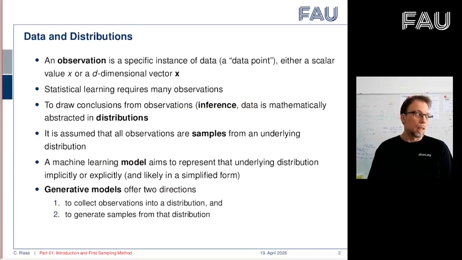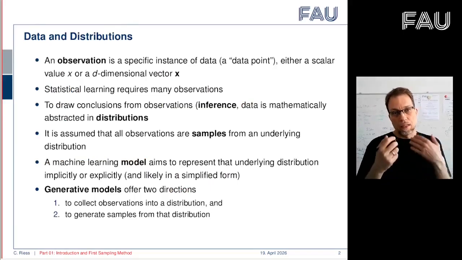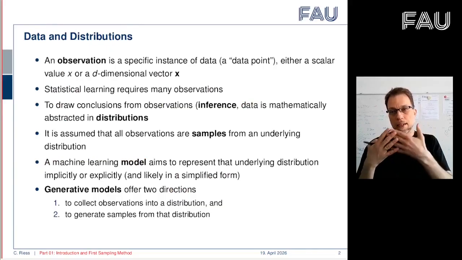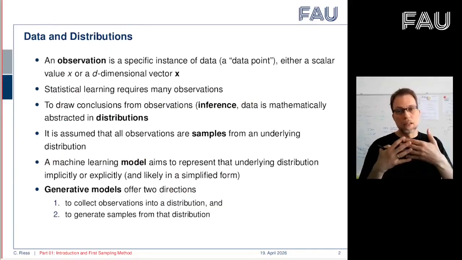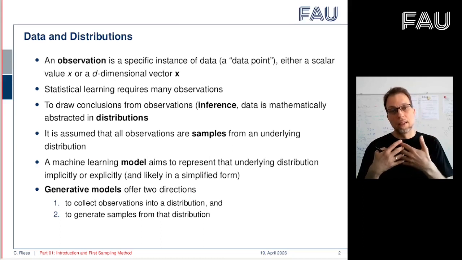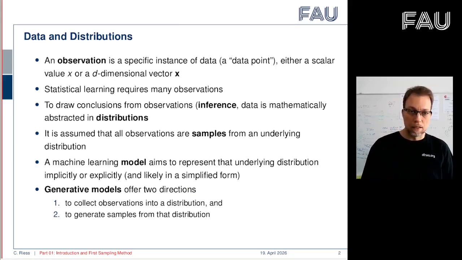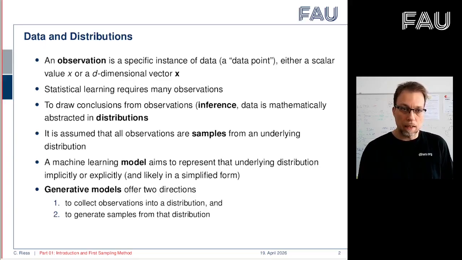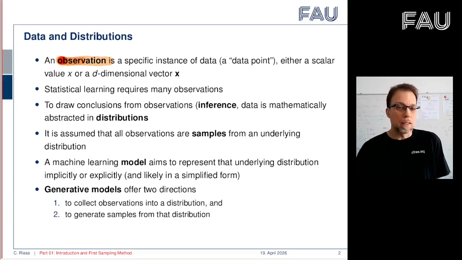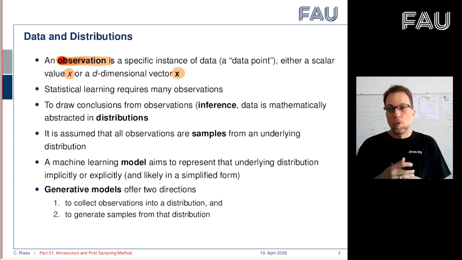Okay, now another very basic consideration is the relationship between data and distributions. And by distribution, I always mean probability distributions. Let's look into this. So an observation is an actual data point. It's a specific instance of data, a data point. This can be a scalar value x, in that case it shouldn't be bold-faced, or it can also be a d-dimensional vector x. This depends a bit on what the data is.